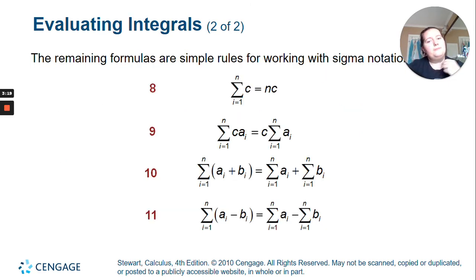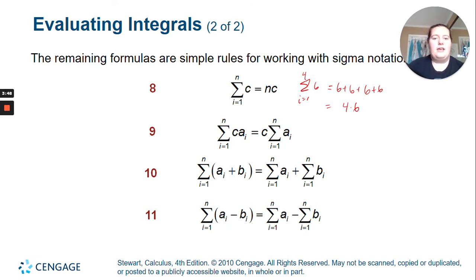A couple other ones. If I'm adding up a constant n times, then it would just be n times that constant. For example, let's say I was adding up from i equals 1 to 4 the number 6. This says I should add up the number 6 every time, from i equals 1 to 4. So this is 6 plus 6 plus 6 plus 6, which is just 4 times 6. So if you have a constant, all you do is multiply n times that constant.